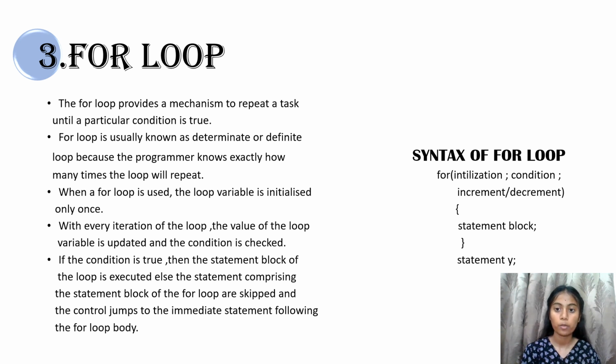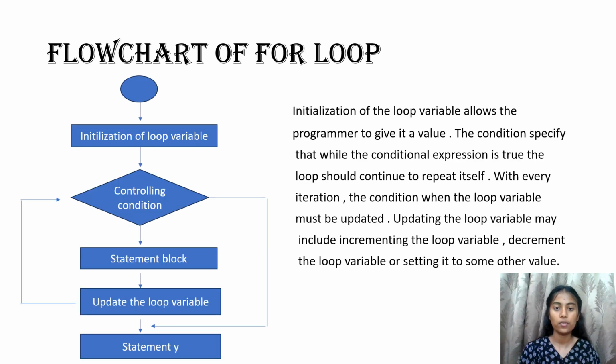Syntax for this is: for, we have to initialize, then the condition must be written, and also increment or decrement, then we are going to type the statement. Flowchart of for loop. In this for loop, initialization of the loop variable allows the programmer to give it a value. The condition specifies that while the conditional expression is true, the loop should continue to repeat itself. With every iteration, the loop variable must be updated. Updating the loop variable may include incrementing the loop variable, decrementing the loop variable, or setting it to some other value.